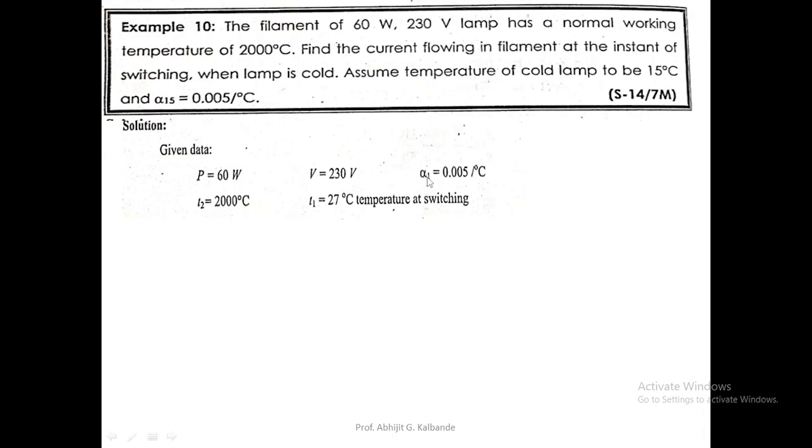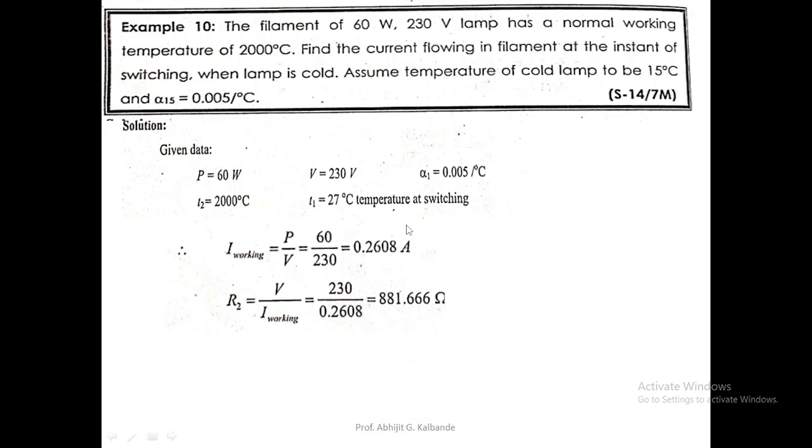As for that, the given data is power of 60 watt, voltage is 230 volt, alpha 1 is given as 0.005 per degree Celsius. T2 is the temperature given here, nearly equal to 2000 degrees Celsius, and T1 is 27 degrees Celsius. First you find the value of current, I equals P by V, because we know the formula P equals I into V. So I equals P by V. Just find the value of I.